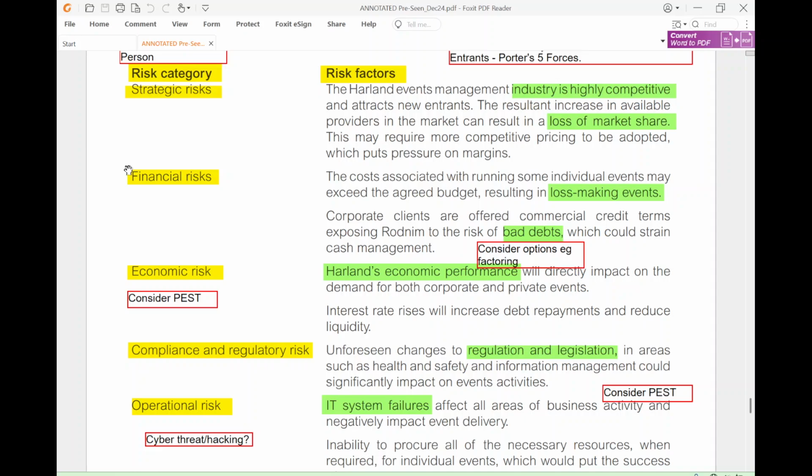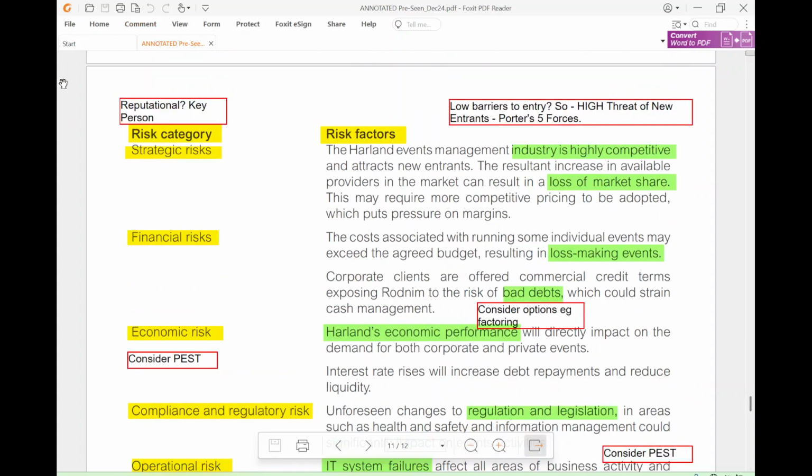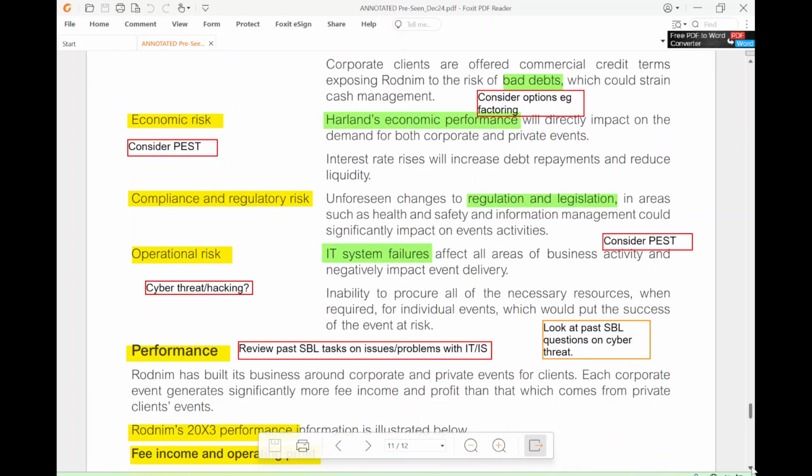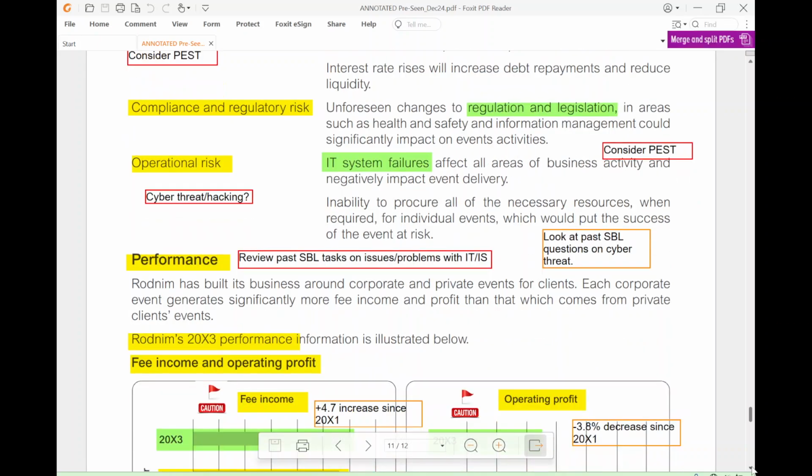So risks we've covered. I have said up top, I didn't mention it here, other ones, reputational, key person, definitely relevant. You remember what I said when we touched on risks up top? I said, let's look at broad risks outside of what we see within this particular pre-seen. Moving down the page to performance, yeah?